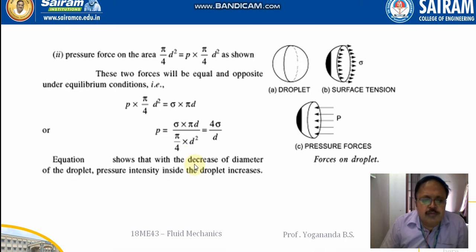For equilibrium, we equate the pressure force and the surface tension force. So P into pi d square by 4 is equal to sigma into pi into d. Simplifying, we get the pressure as 4 sigma by d. This equation shows that with a decrease in the diameter d of the droplet, the pressure intensity inside the droplet increases, because P is inversely proportional to D. So that is the pressure intensity equation for a water droplet.